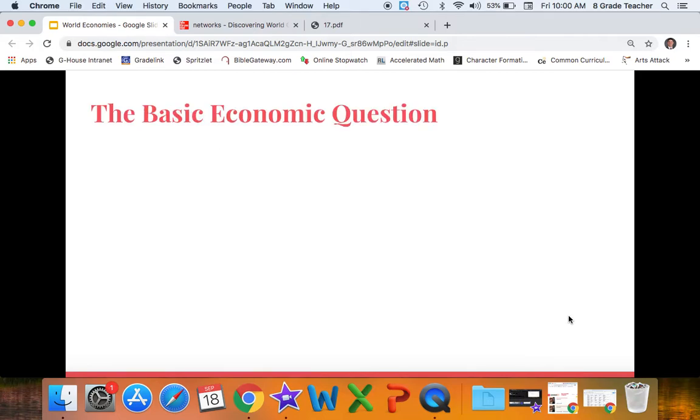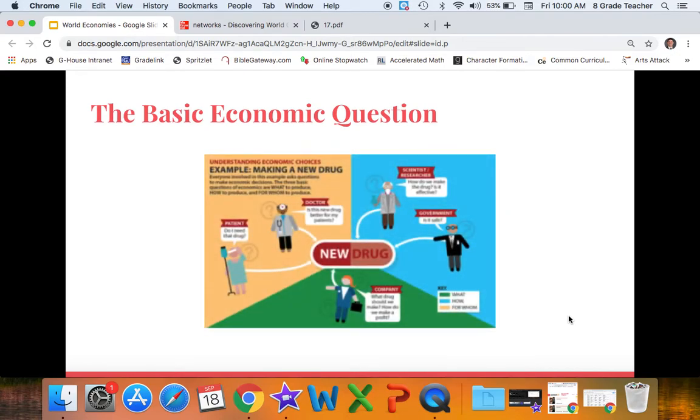As you read through page 94 and 95, you're going to come to understand this basic economic question. The basic economic question is 3 parts: what to produce, how to produce it, and for whom to produce it. The bottom right-hand page of 95 shows this example.